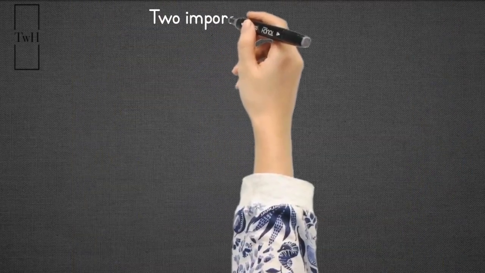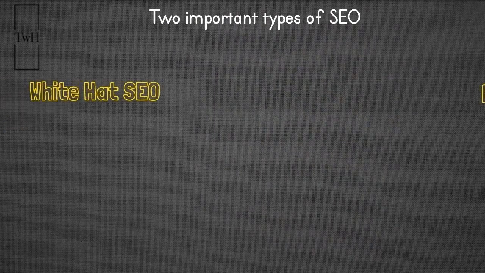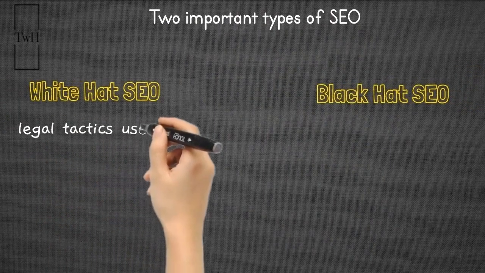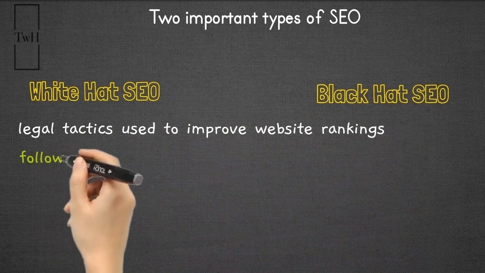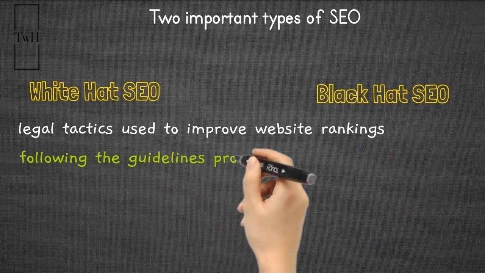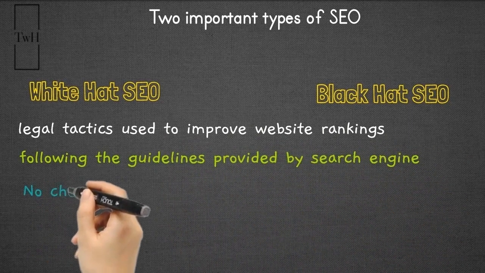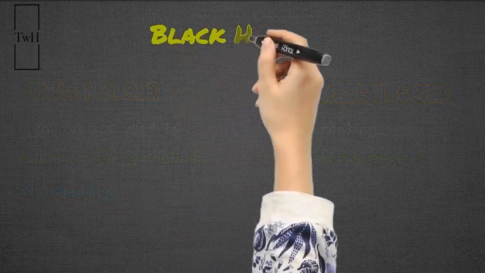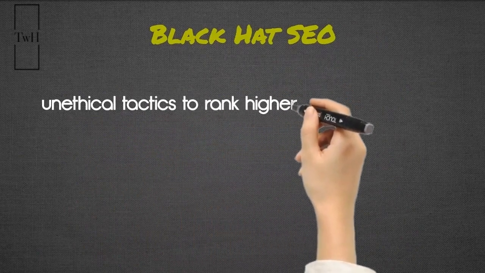Now friends, let's talk about two important types of SEO. White hat SEO and black hat SEO. White hat SEO refers to the legal tactics used to improve website rankings on search results. It means following the guidelines provided by search engines and producing high-quality, relevant content. In short, no cheating.